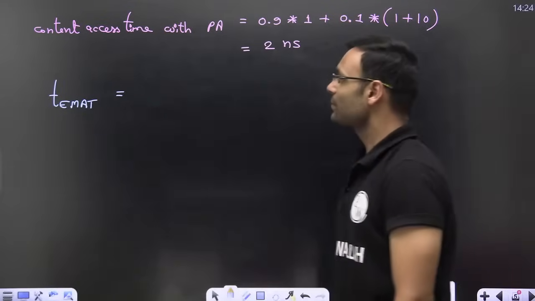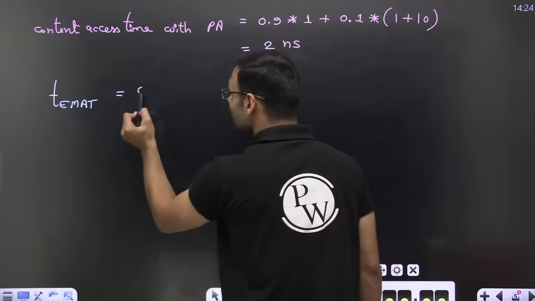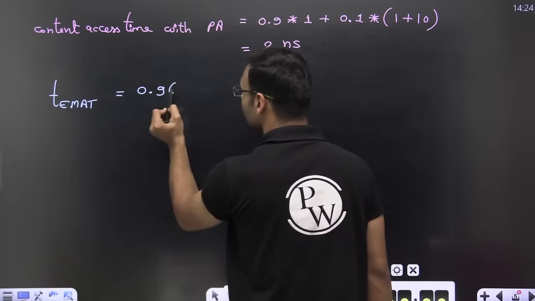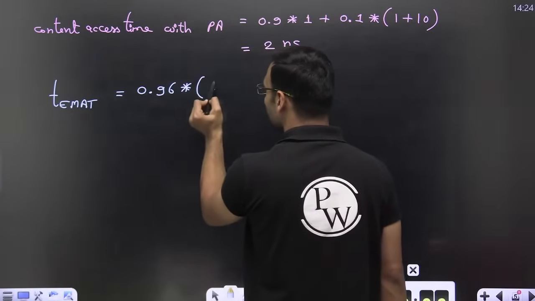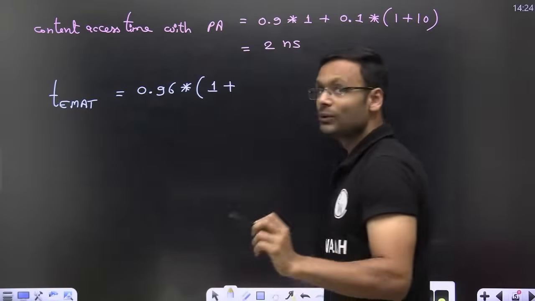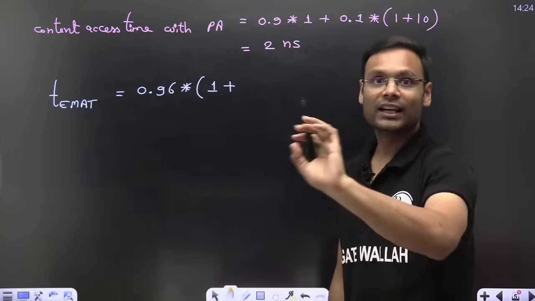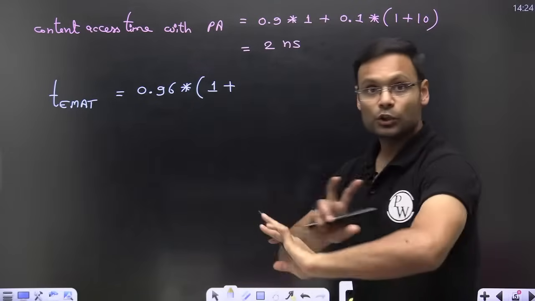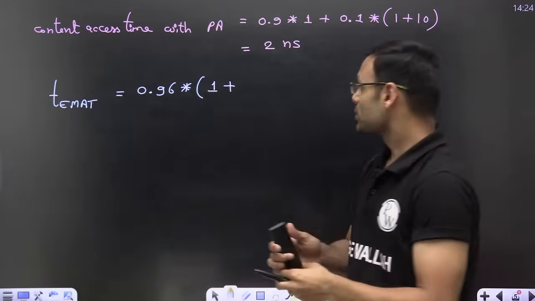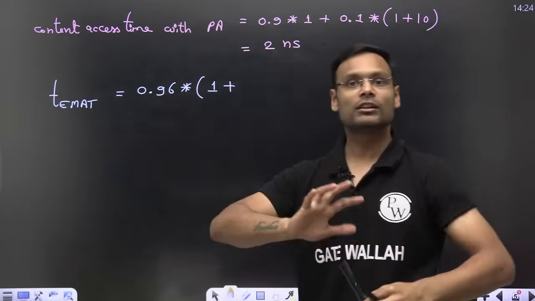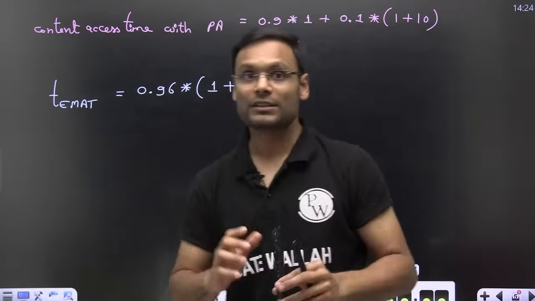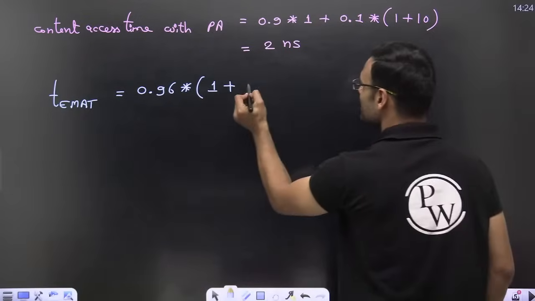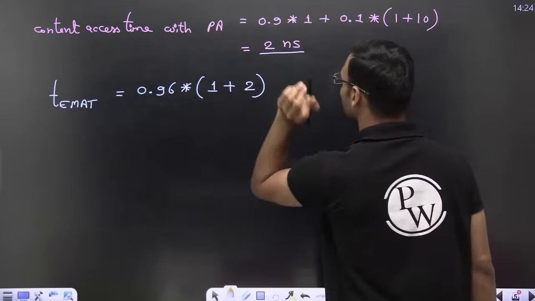Effective memory access time is how much? When there is a hit in TLB, what happens? You access TLB once and you get to know whether it is a hit or miss. It is a hit. You got the physical address. As soon as you have a hit in TLB, you got the physical address. Once you get the physical address, you will have to access the content using 2 nanosecond, the content access time.